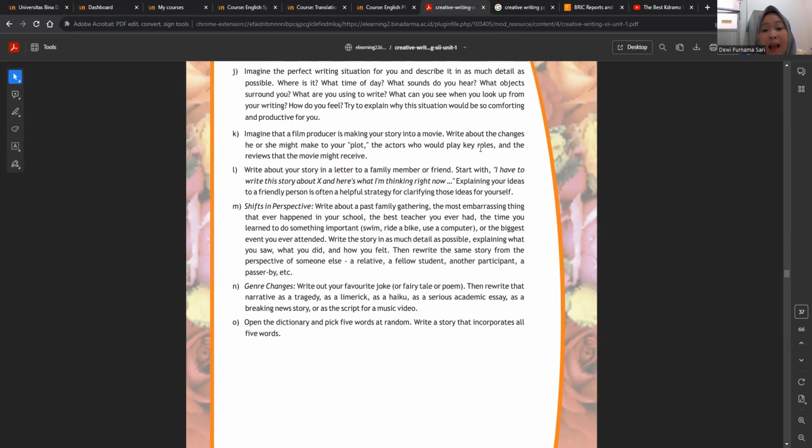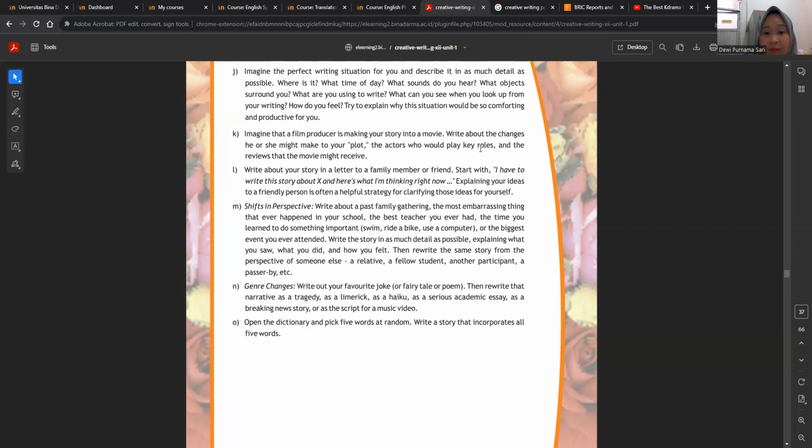Write the story in as much detail as possible, explaining what you saw, what you did, and how you felt. Then rewrite the same story from the perspective of someone else, a relative, a fellow student, another participant, a passerby, etc. Next, we have genre changes.